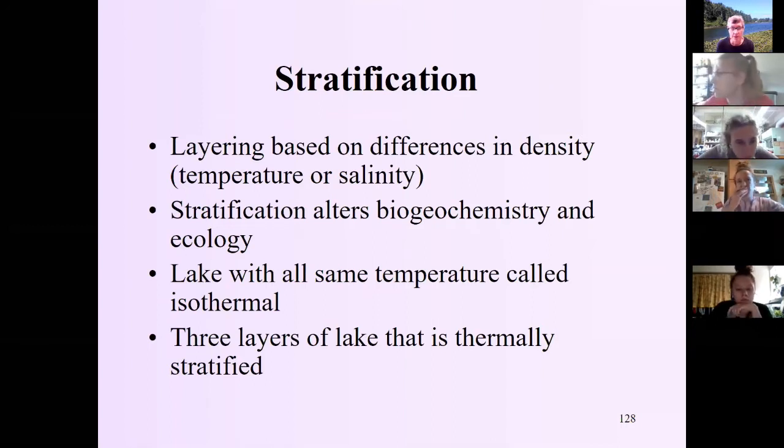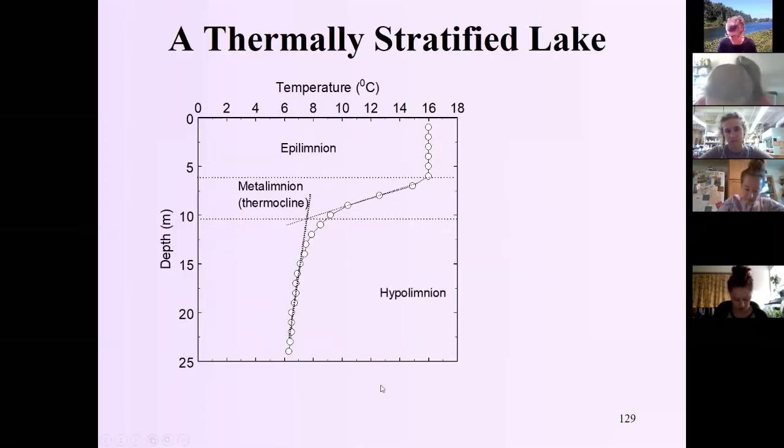A lake with all the same temperature is called isothermal, right? Iso means the same, thermal means temperature. If a lake is thermally stratified, it will have 3 layers. The names of those 3 layers are the epilimnion for the surface, the metalimnion or thermocline for the area where the temperature is changing rapidly, and the hypolimnion, the deepest area.